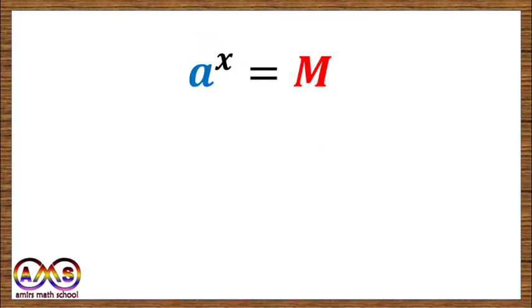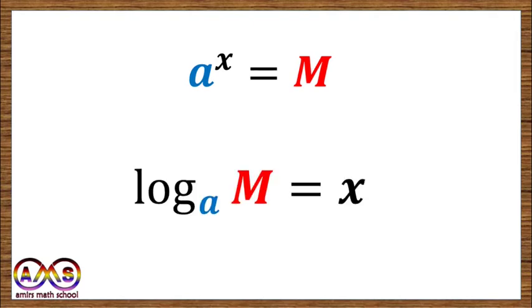The conversion between the exponential equation a to the power x equal to m and the logarithmic equation log base a of m equal to x. This a is the base of the exponential equation as well as the base of the logarithm. This m is that positive number of which we want to find the value of logarithm, and this x is the value of the logarithm of log base a of m.